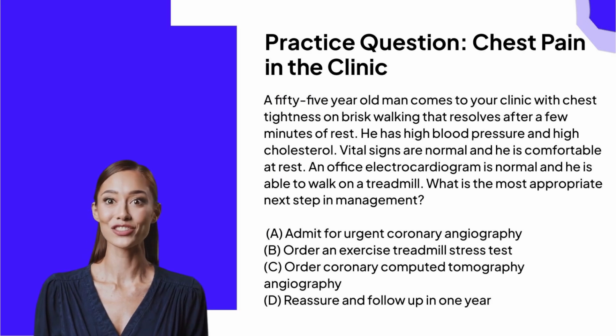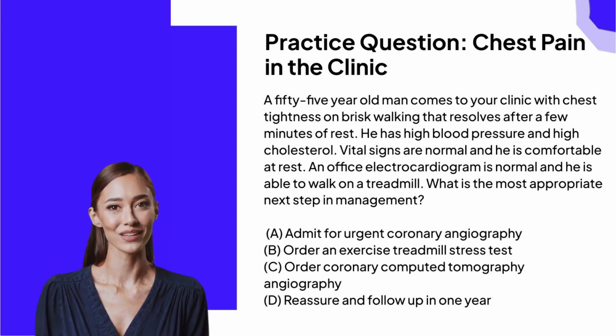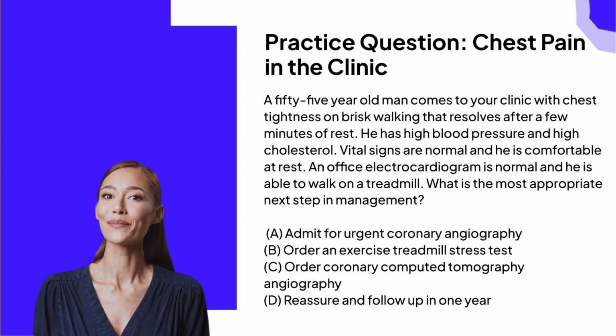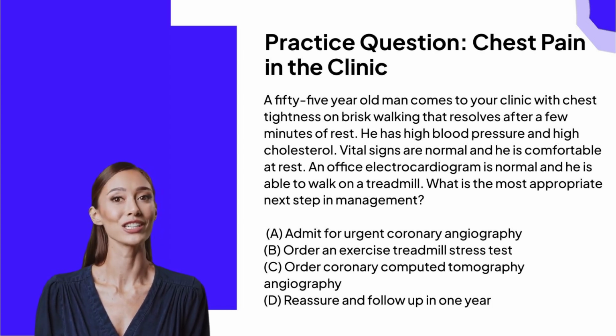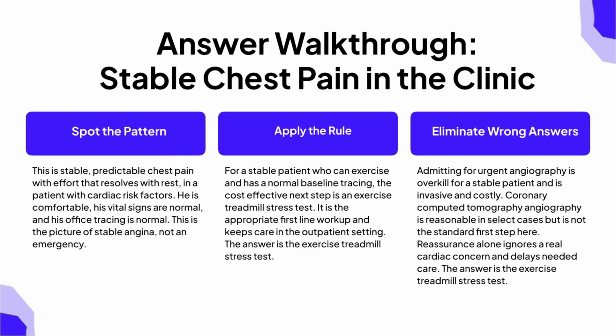Let's work through our first practice question, built to test the outpatient mindset. A 55-year-old man comes to your clinic with chest tightness that comes on with brisk walking and resolves after a few minutes of rest. He has high blood pressure and high cholesterol. His vitals are normal, he is comfortable, his office electrocardiogram is normal, and he can walk on a treadmill. The question asks for the most appropriate next step. Notice the setting and the stability of the patient, read the options and pick your answer, then we will reason through it together.